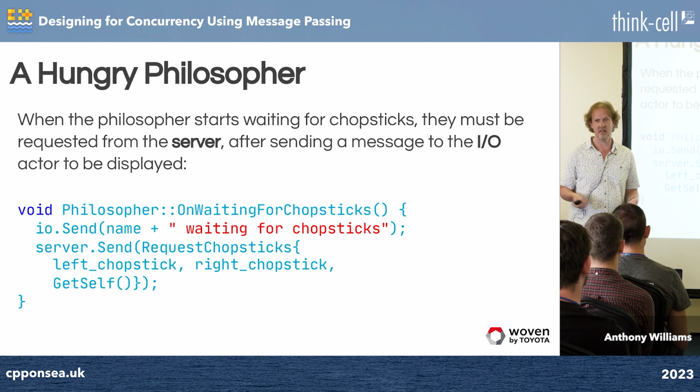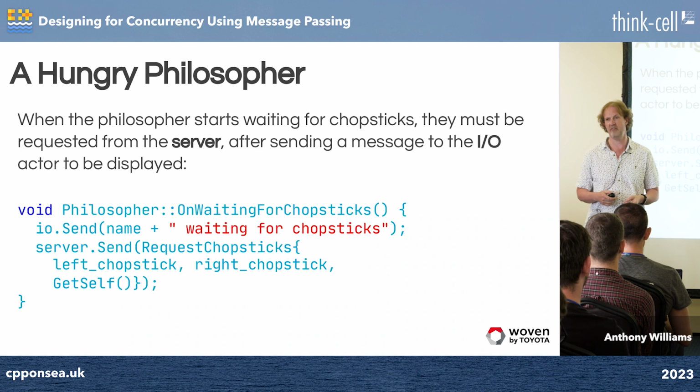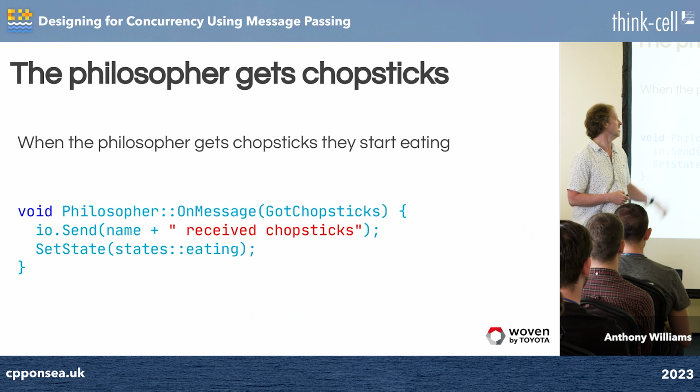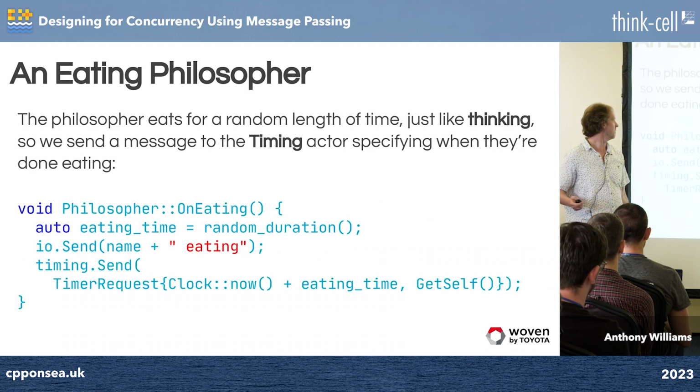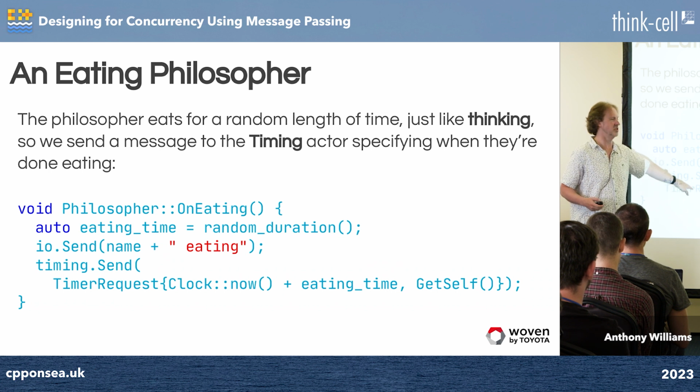Short functions. Lots of people advocate that short functions make things easier to understand. And writing message processing naturally leads to lots of short functions if you really break things down into tiny messages. So when we get our chopsticks, we change to eating. It's lots of simple things. Eating, again, is a random duration and a time request.